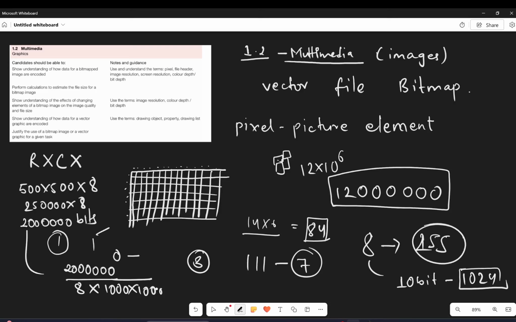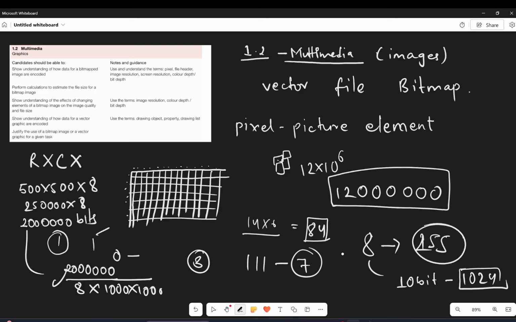You cannot use a calculator, so they will most probably give a value that's easily divisible by the 8 in the denominator we have. So these are the calculation steps that you need to have an idea of. You know how to estimate a file size. So the keyword is estimate, so you're good to go. You don't need a precise calculation.